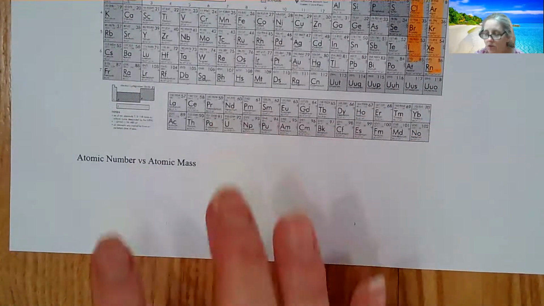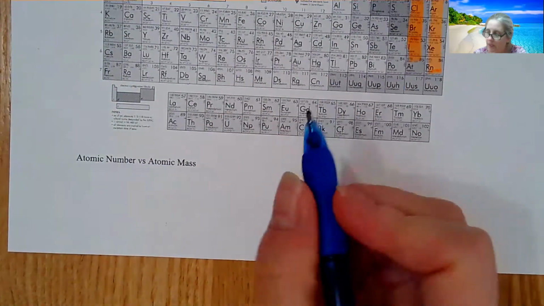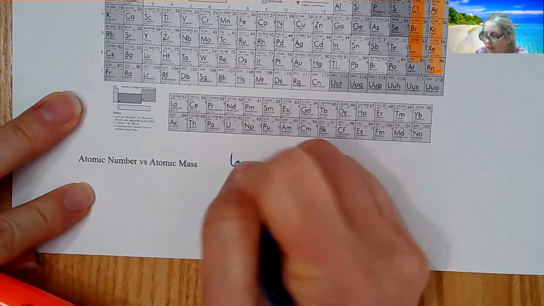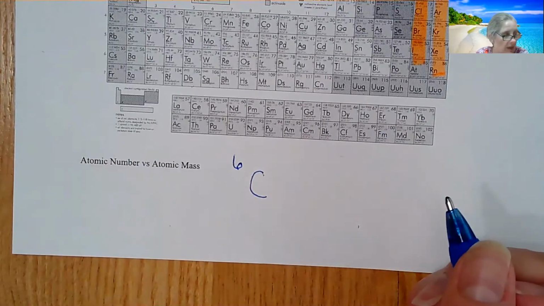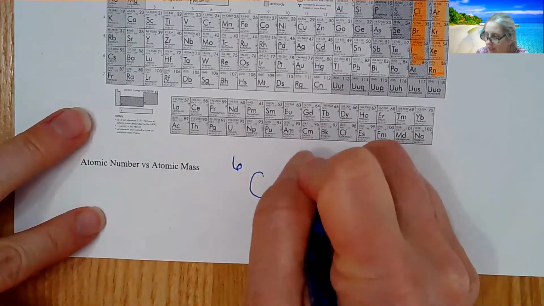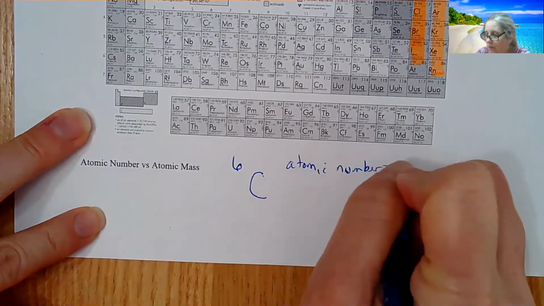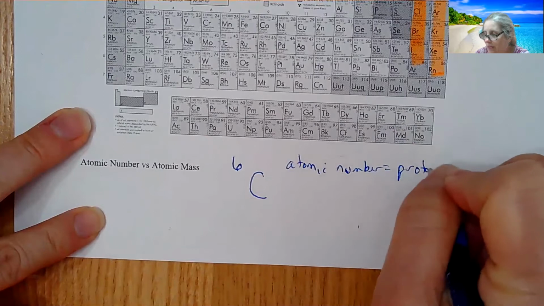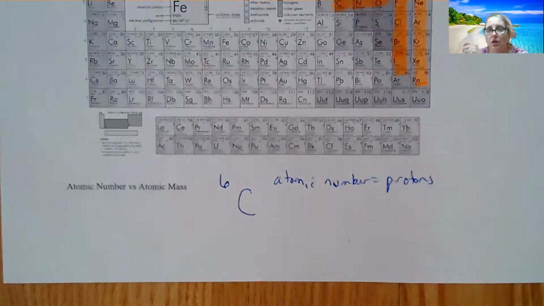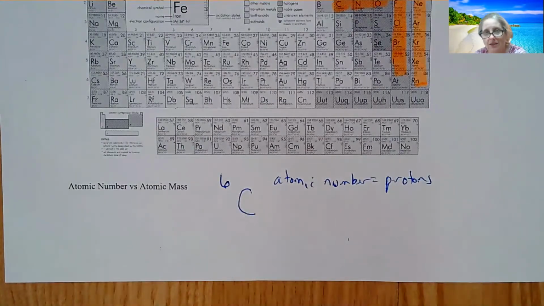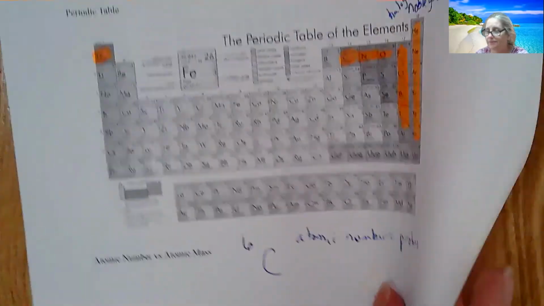So please note that atomic number is going to be the number that is on top. So if I look at carbon, it has a 6 on top. That's called its atomic number. And its atomic number is the number of protons. And that's what makes it the unique element of carbon. If it has 6 protons, it has to be carbon.